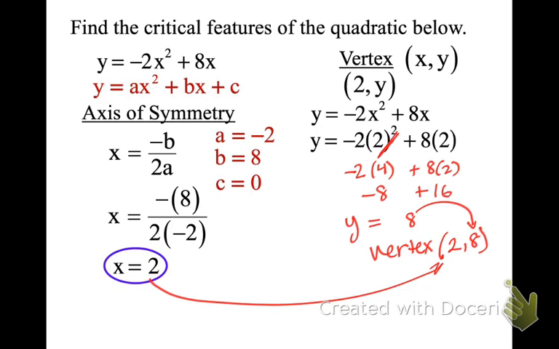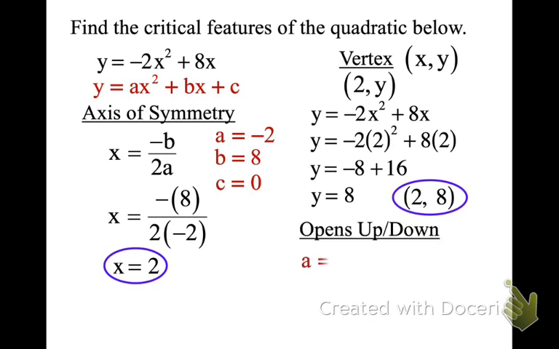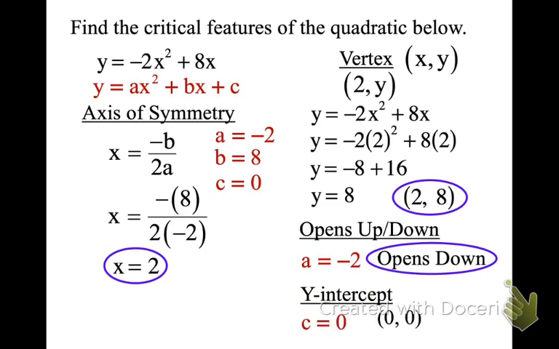Tell me about the other critical features. Which way is this going to open? Since A equals -2, it will open down, and the y-intercept is 0, so the ordered pair would be (0, 0). And so that is it.